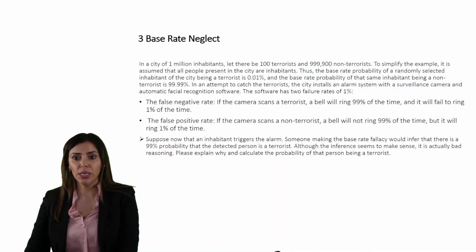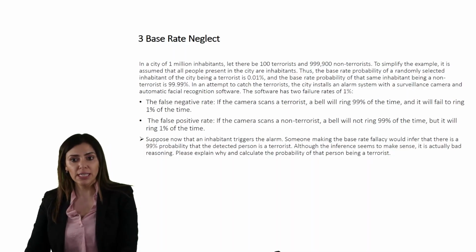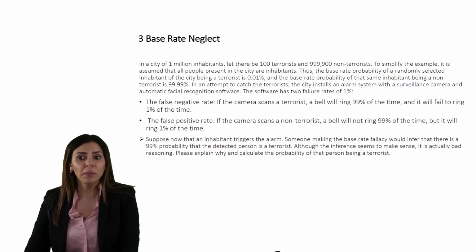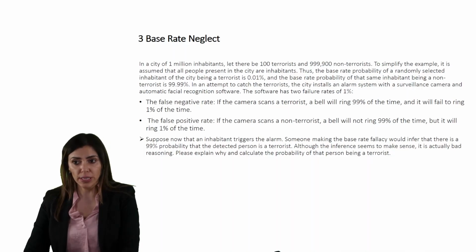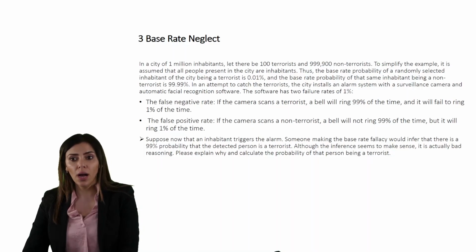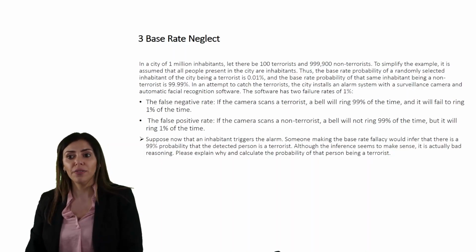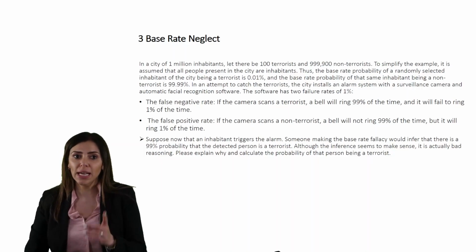In exercise 3, we have a situation of a city in which we have 1 million inhabitants. Let there be 100 terrorists and 999,900 non-terrorists. That gives us a base rate probability of a randomly selected inhabitant of the city being a terrorist of just 0.01%. However, as well, the base rate probability of the same inhabitant being a non-terrorist is 99.99%.